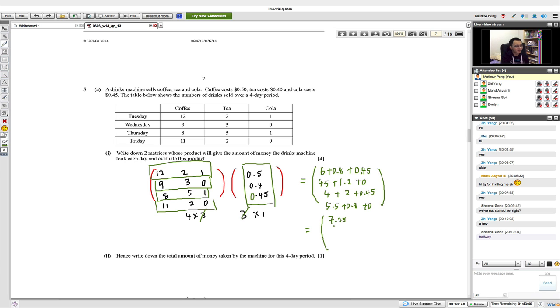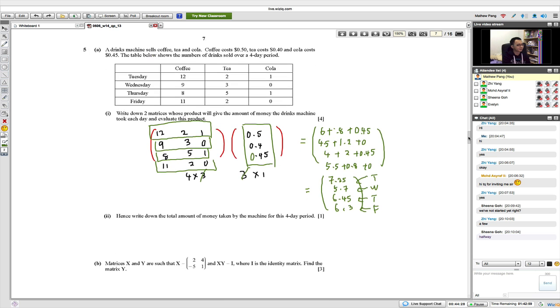This one will be 5.7. And then this one will be 6.45. And then this one will be 6.3. Okay, this is all the cost. The first one is for Tuesday, the second one is for Wednesday, this one will be for Thursday, and the last one is for Friday. Just for you to understand. So this is the total amount of money the machine gets on Tuesday, Wednesday, Thursday, and Friday after you do the multiplication. Okay, then part B, second part.